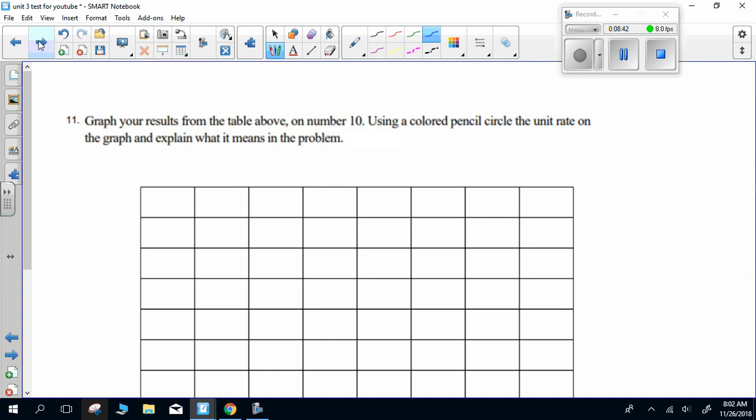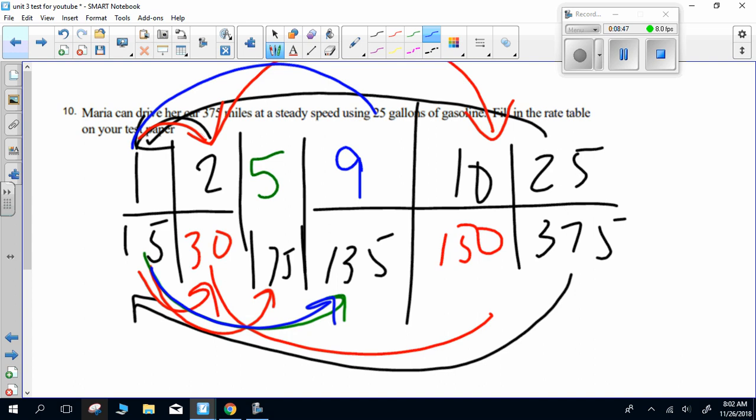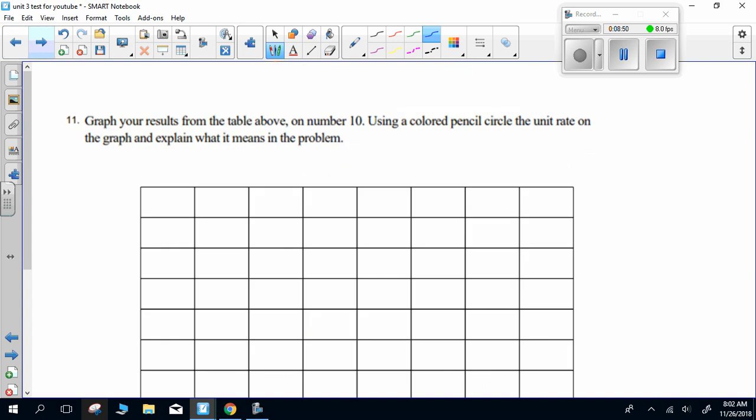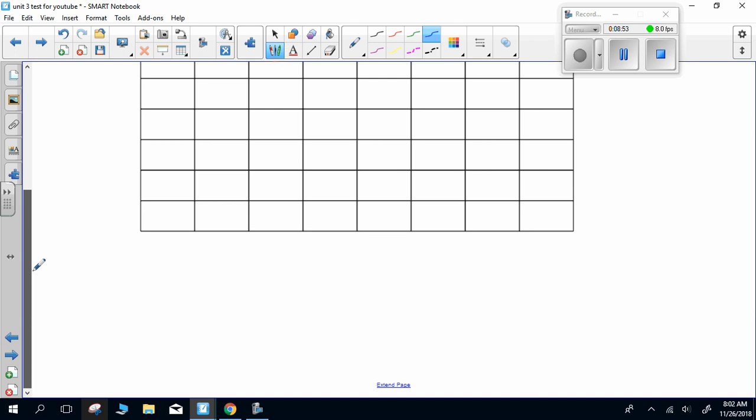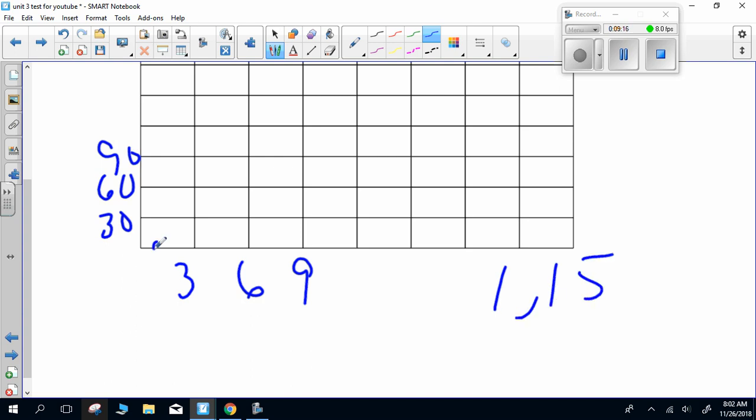Then I'm going to graph my table. I know that my first number on my table was 15. On the graph, down here at the bottom, this is 3, and then we had 6, and then 9. Going up on the y-axis, I had 30, 60, 90. So I've got to figure out where that 15 is going to go. 1 is going to be about here, and 15 is going to be about halfway up. So it's going to be about there. So this is my 1, 15 point.